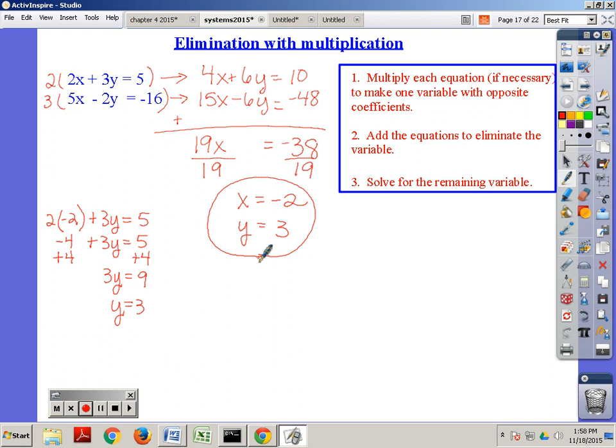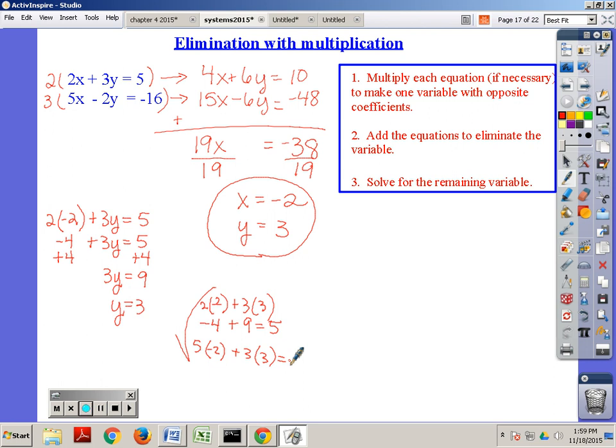Of course, we're going to check that by plugging it into both. So let's go with 2 times negative 2 plus 3 times 3. Let's see if we get 5. Negative 4 plus 9. We do, in fact, get 5. Awesome. Bottom one, we take 5 times x plus 3 times 3. And let's see if we get negative.